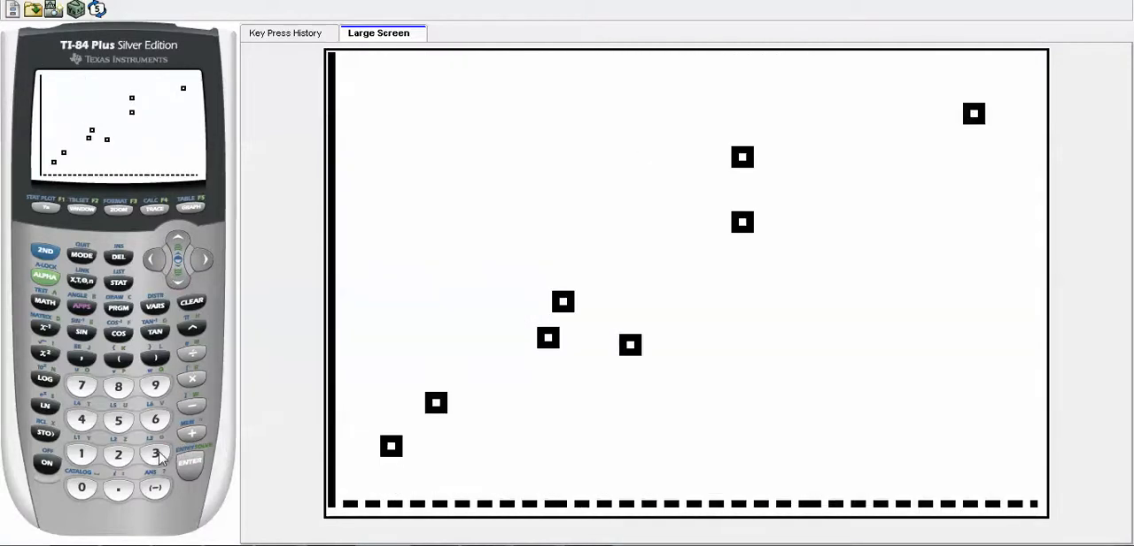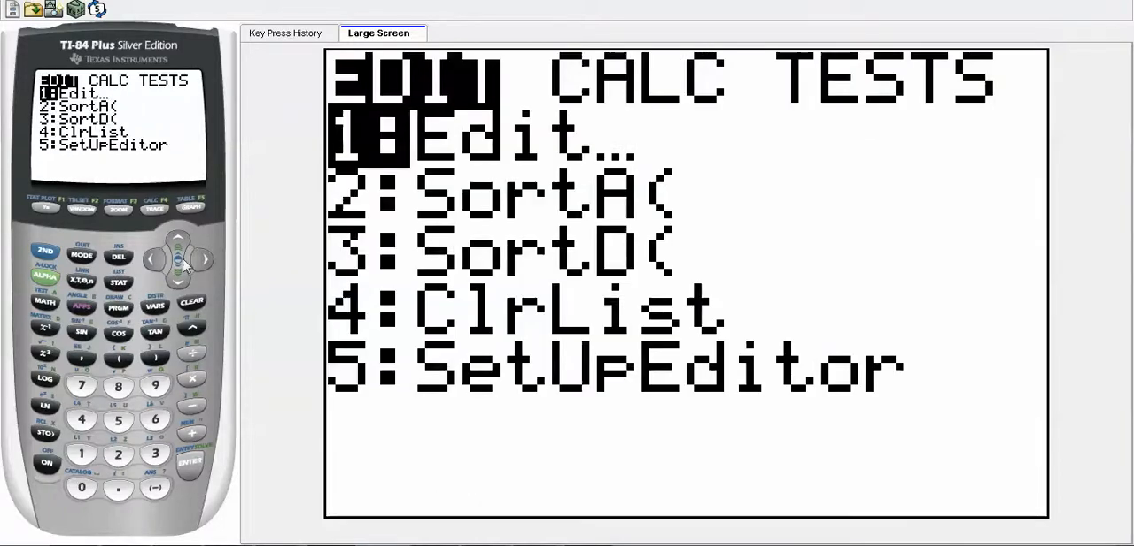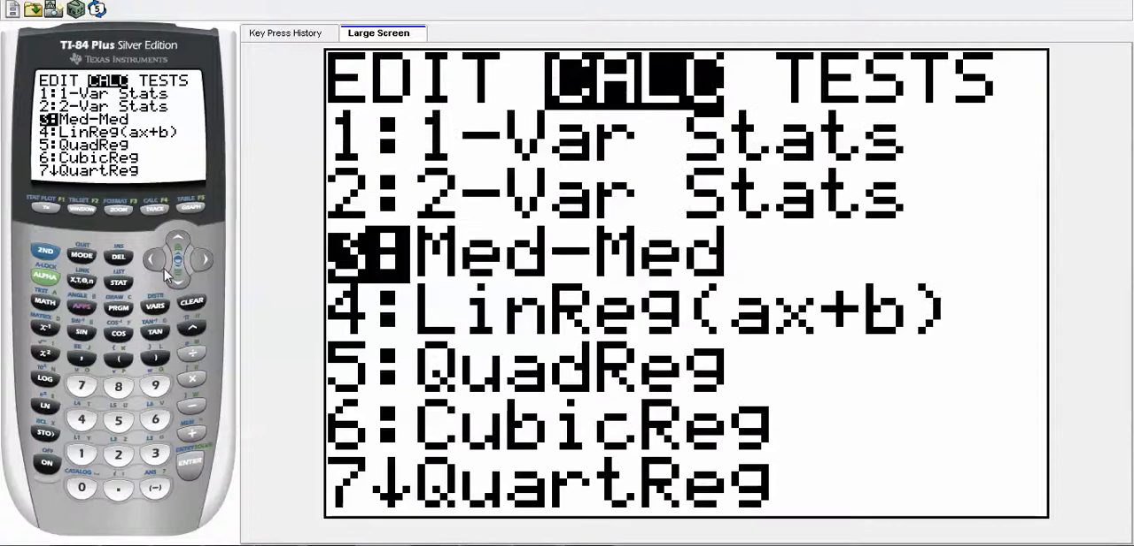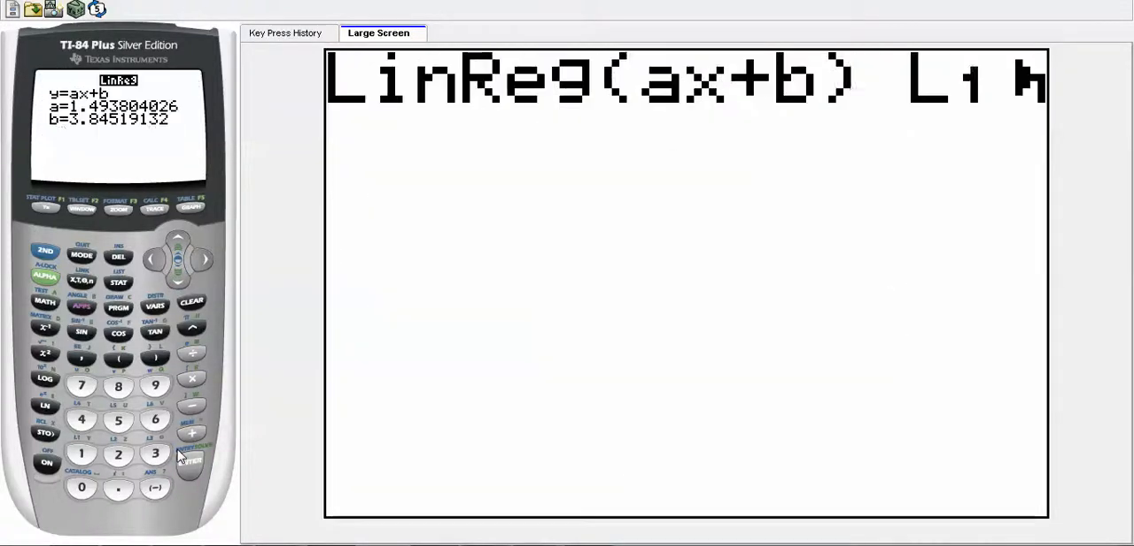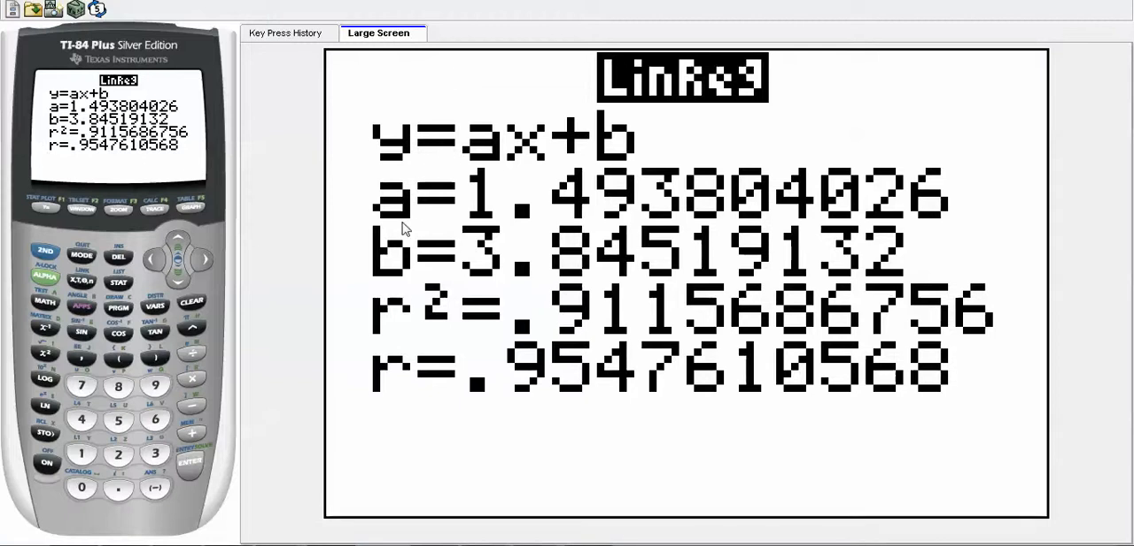The next thing you want to do is run a linear regression, and you're going to do that by going into Stat, Calc, LinReg. You might have to press Enter a few times or just once. And it gave me the A value, the B value, and the R squared value. Those are the really, really important things. You want your R squared value to be as close to 1 as you can. The R squared value is a measure of accuracy. The closer to 1, the better the line of best fit.